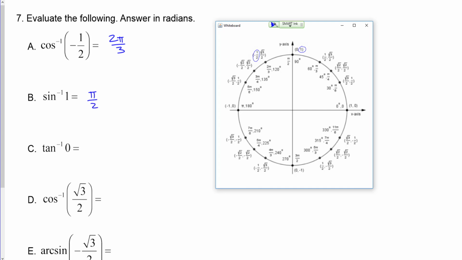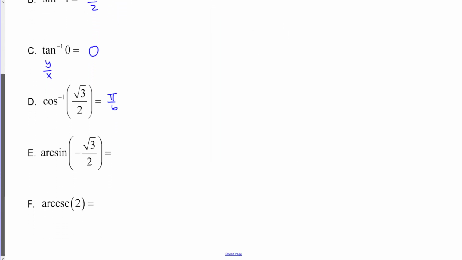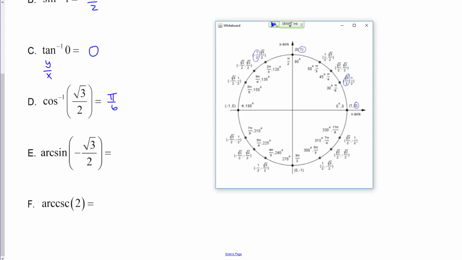The arc tangent of 0. So tangent is going to be 0 because it's y over x. It'll be when the y coordinate is 0. So that's at 0 itself. The arc cosine of root 3 over 2. So cosine is the x coordinate, so pi over 6. And arc sine of negative root 3 over 2. So I have to go down in quadrant 4 for sine. So negative root 3 over 2 would be 5 pi over 3.